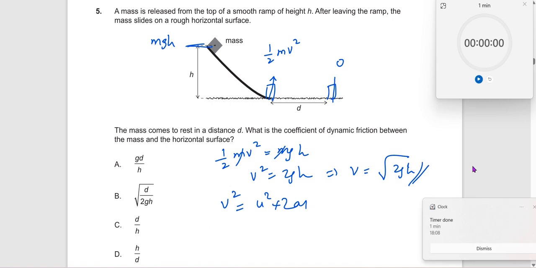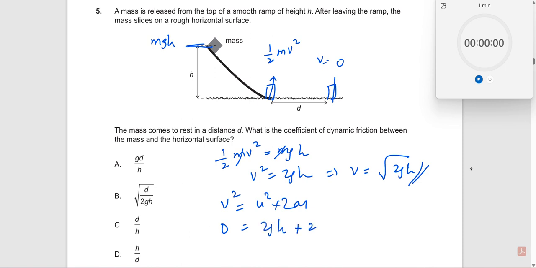So what happens here? What is u here? u is the initial velocity at this point, and v is the final velocity. This is your final velocity, this is your initial velocity. So v is equal to 0. u square is nothing but v square, which is 2gh, plus 2 into a.